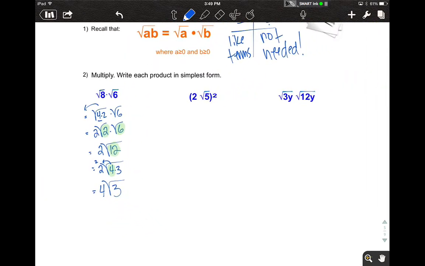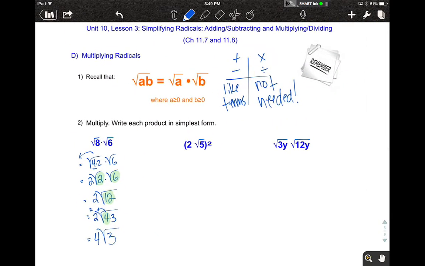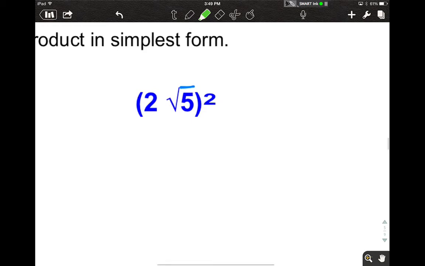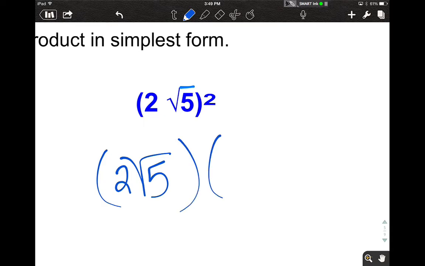Okay, so what's important is this idea over here that when you multiply or divide, like terms are not needed. Okay, what about this one? 2 times the square root of 5 times itself. What is that going to look like? 2 times the square root of 5 times 2 times the square root of 5.